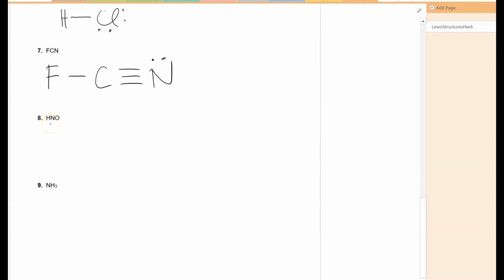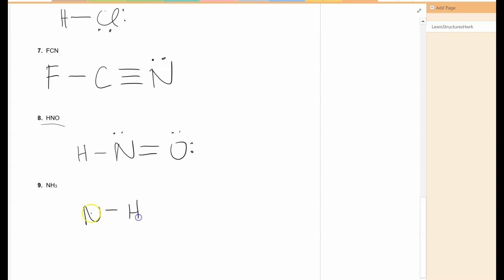Again, whenever you see nitrogen, carbon, oxygen, multiple bonding is always a possibility, especially when you don't have enough elements. And in this case, if hydrogen makes its one bond to nitrogen, now nitrogen requires multiple bonding because there's no other way for these elements to satisfy their octet. So that's what that's going to look like.